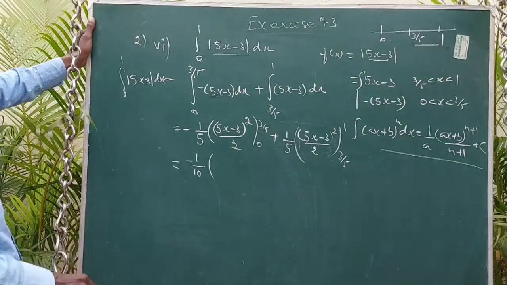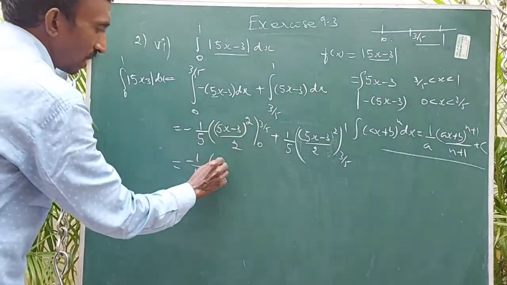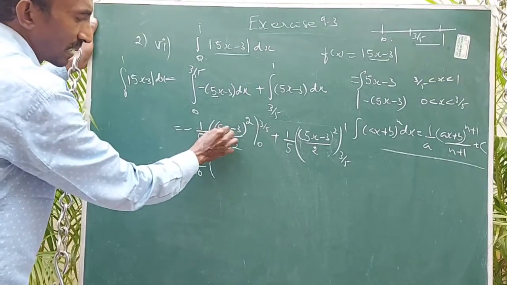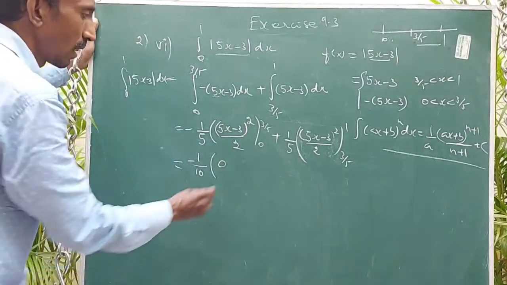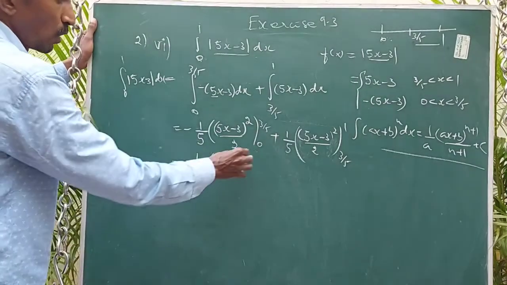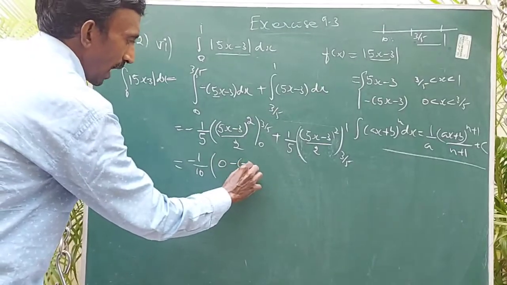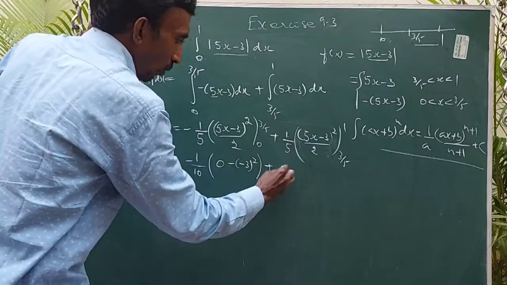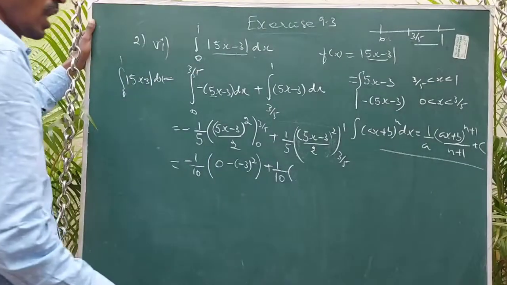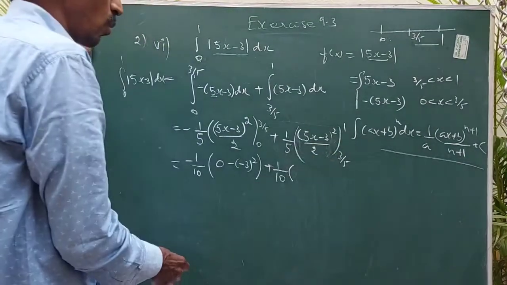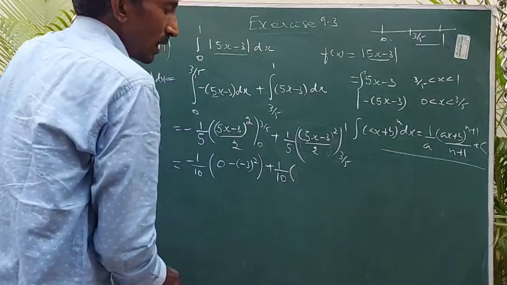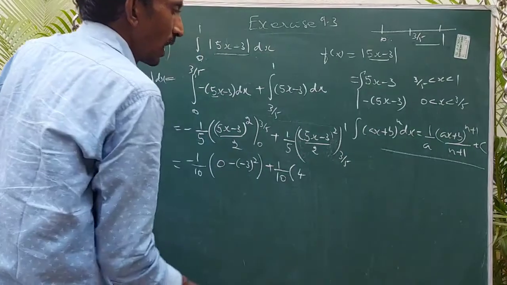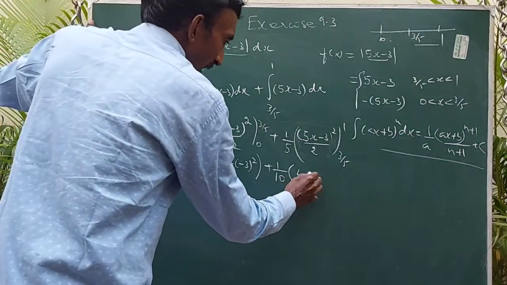Apply the upper limit 3 by 5: the 5 cancels, 3 minus 3 is 0. Then minus into, if you put lower limit 0, we get minus 3 square. Plus again 1 by 10 into, if you put upper limit 1, 5 minus 3 is 2, 2 square is 4. Again if you put lower limit, we get 0.